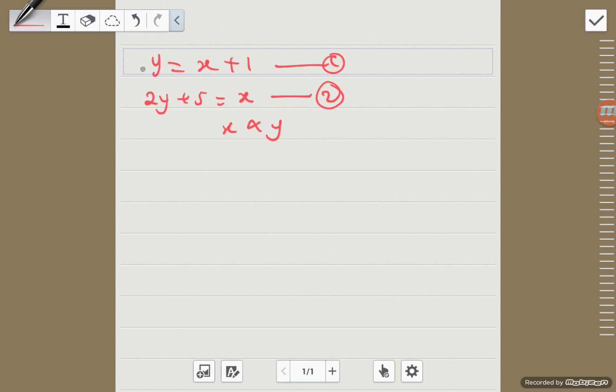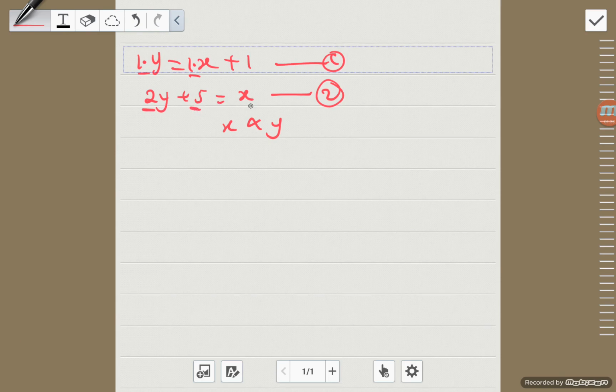Now, the integer values in front of the variables are what we call the coefficients. In equation 1, the coefficient of y is 1 and the coefficient of x is 1, and in equation 2, the coefficient of x is 1 and the coefficient of y is 2. So these are the coefficients, and the x's and the y's are our variables.